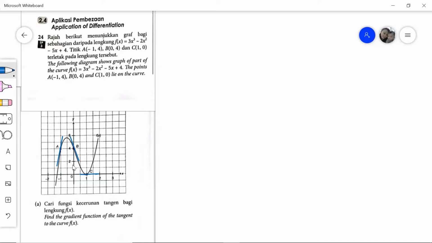So how do we find the gradient for the curve? We can't find the exact value yet. We just need to find the gradient function, that is, the general expression for the gradient of the tangent to the curve. To find the gradient of the tangent at any point on the function, we just need to differentiate it one time. When we differentiate this, we get 9x^2 - 4x - 5. So generally, all the gradients can be found using this function.